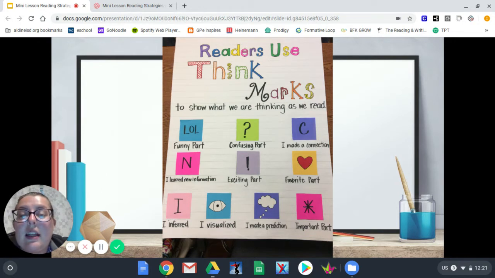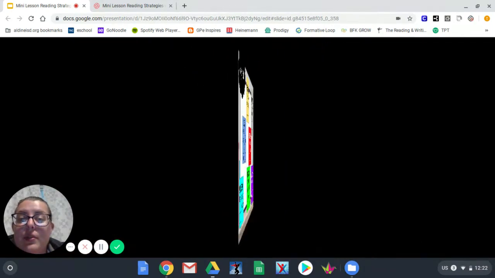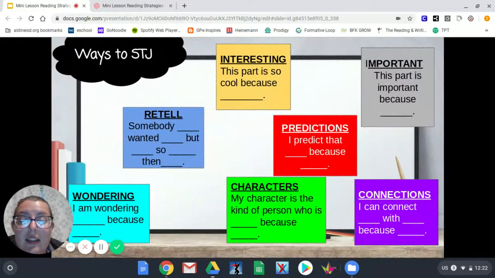But here you can see that this stop, think, jot chart uses symbols, question marks, hearts, stars, LOL, that's my favorite, to symbolize those important parts. Now, we did that at the beginning of the year, but some of us still use it, which is okay. But some of us have moved on to using sentence stems to stop, think, jot, and these help us deepen our thinking about certain parts of the book.